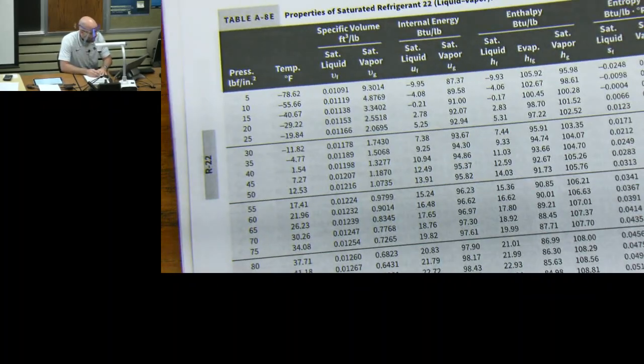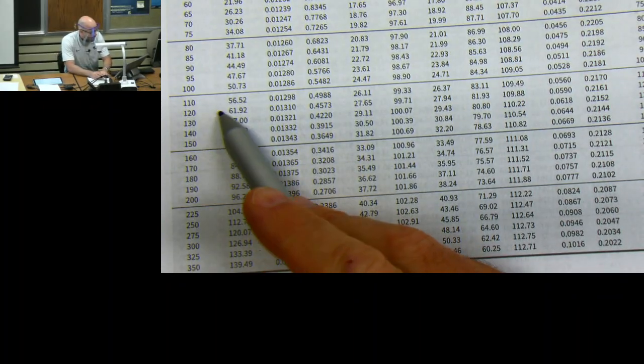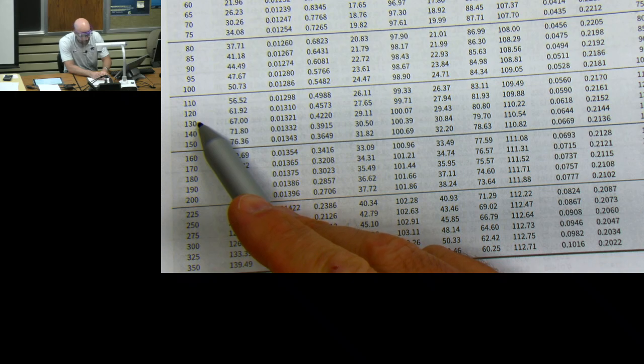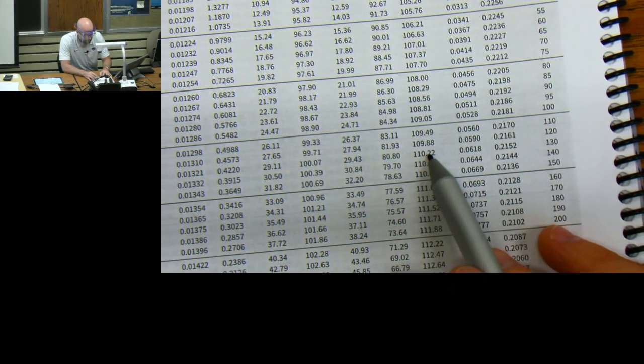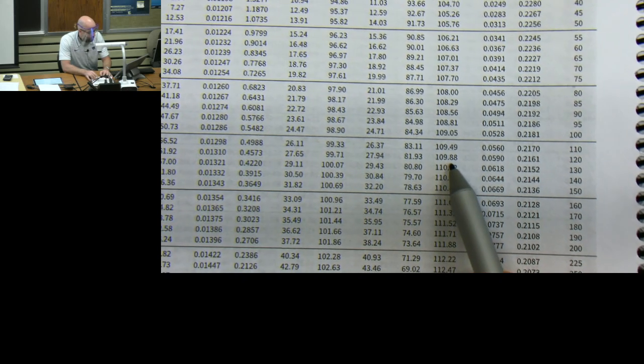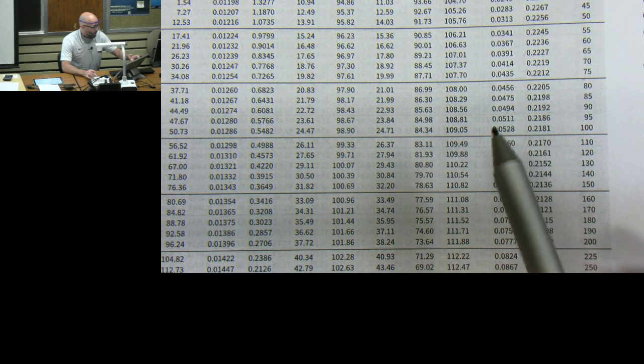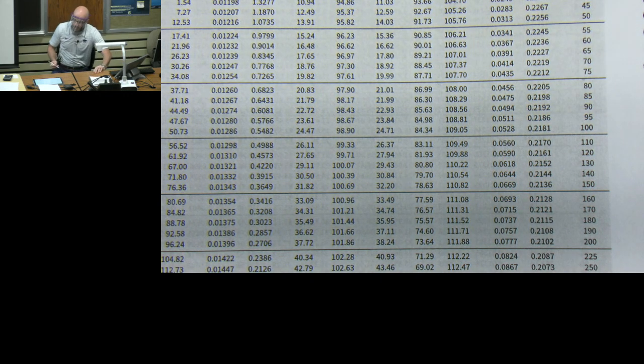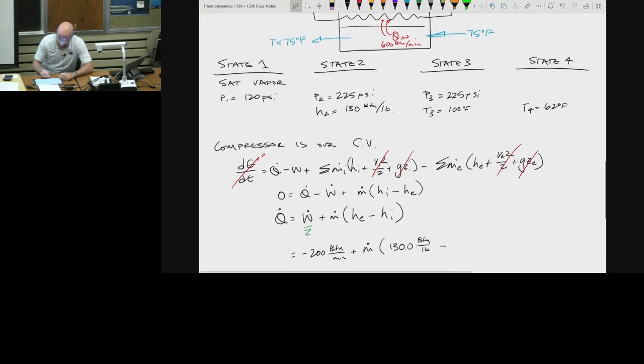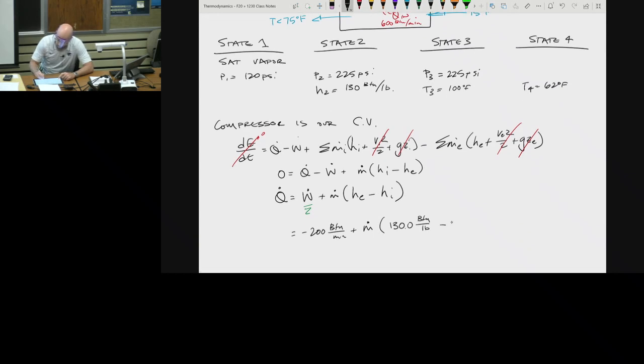Now we can look at it. R22 now is table A8. R22 at 120 psi, what a saturated vapor is going to be, 109.88 is going to be our value for our enthalpy there. So now that we know that, we can put these two values in, minus 109.88 BTUs per pound. But we have one equation and we have two unknowns. So we have to go someplace else to find our information.